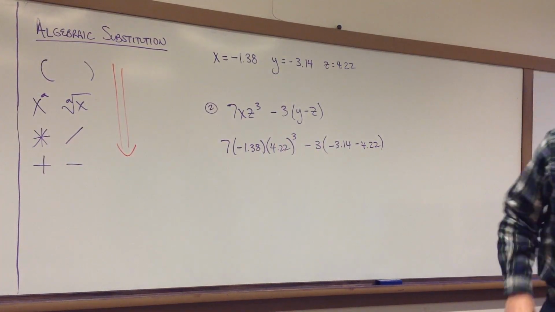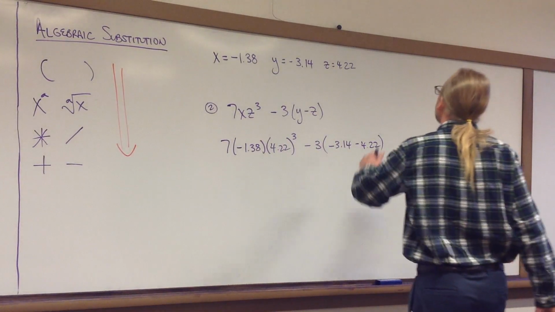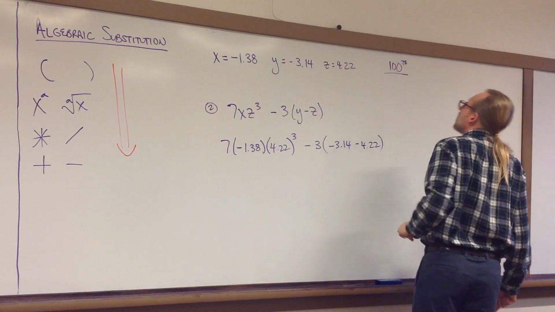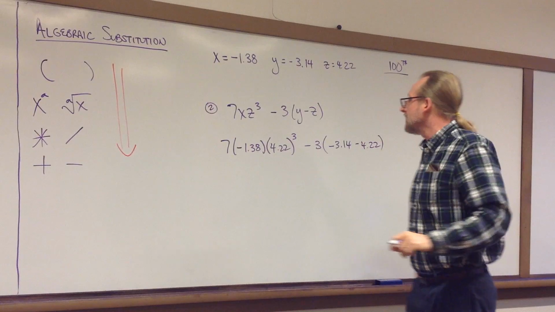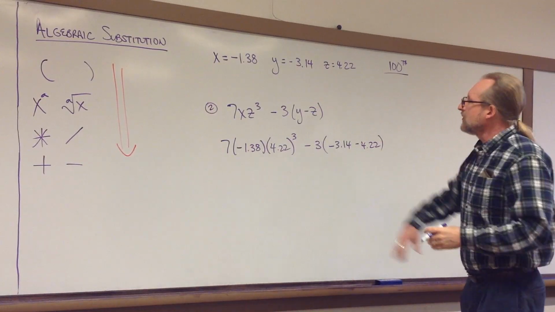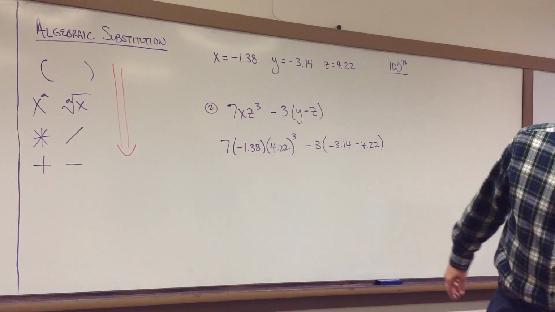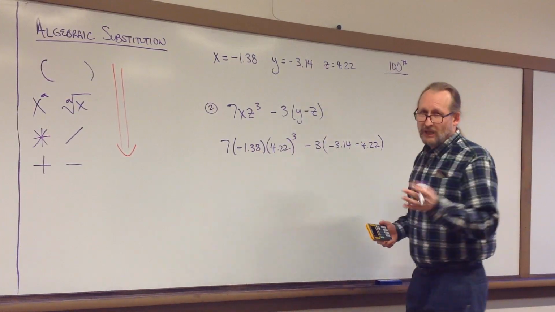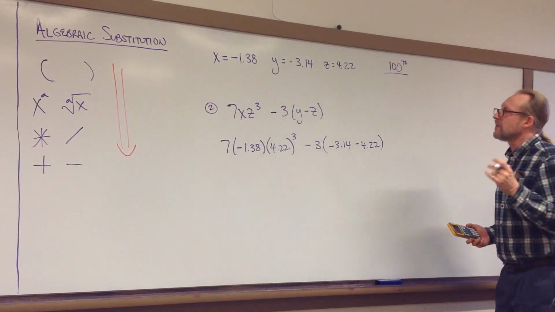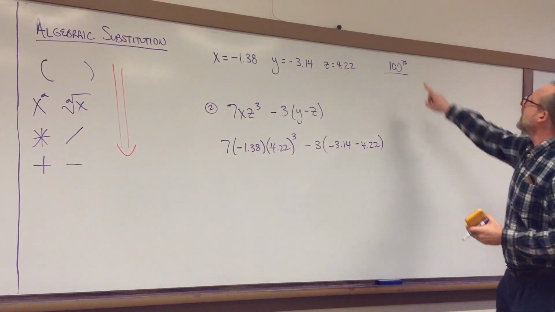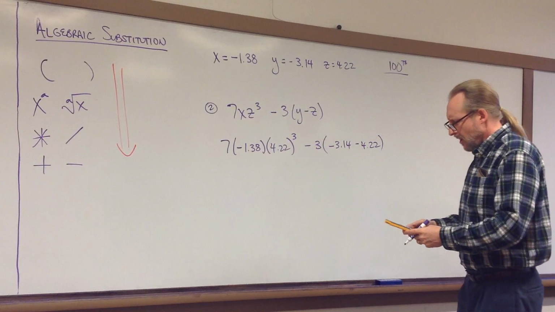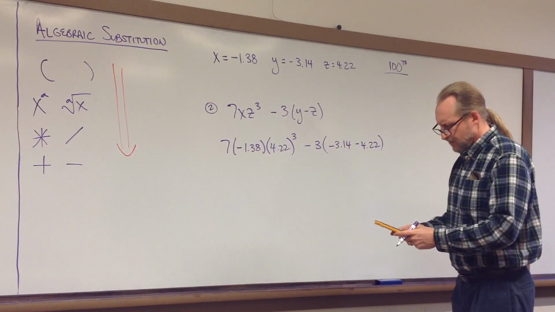Now, in the end, we're going to round off to the hundredths place. So that's 2 decimal places. Through this, we're going to generate a lot of extra decimal places. I'm going to hold on to probably 3 or 4 decimal places so that when I round back to the hundredth, I haven't lost any accuracy. I'll talk more about that as we work through these problems.